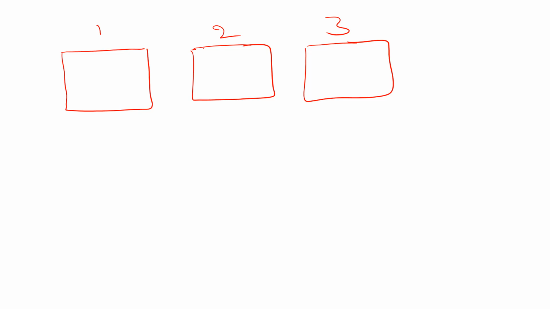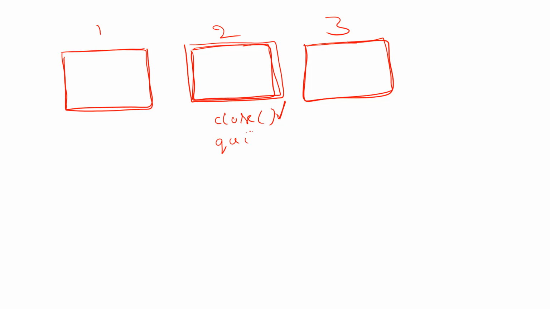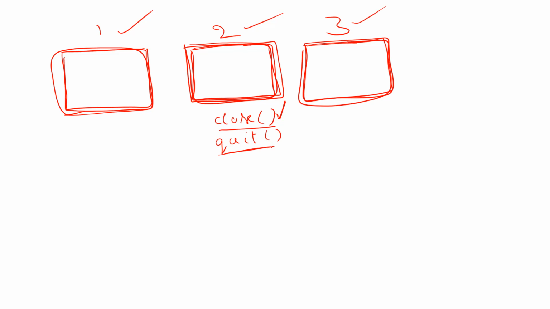Now, let's say I am on the second browser window and I use the close method. It closes only this second browser window and it won't close the first browser window or the third browser window. It closes only the current browser window that we are on. But if you use the quit method, it closes all the browser windows. That means first browser window, second browser window and third browser window. So this is the difference between close and quit method.